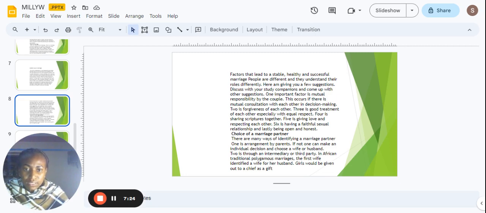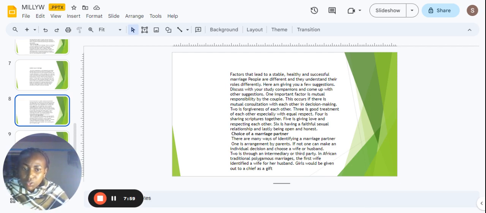One important factor is mutual responsibility by the couple. This occurs if there is mutual consultation with each other in decision making. There is forgiveness of each other. There is good treatment of each other, especially with equal respect. We have sharing scriptures together, giving love and respecting each other, having a faithful sexual relationship, and lastly, being open and honest.